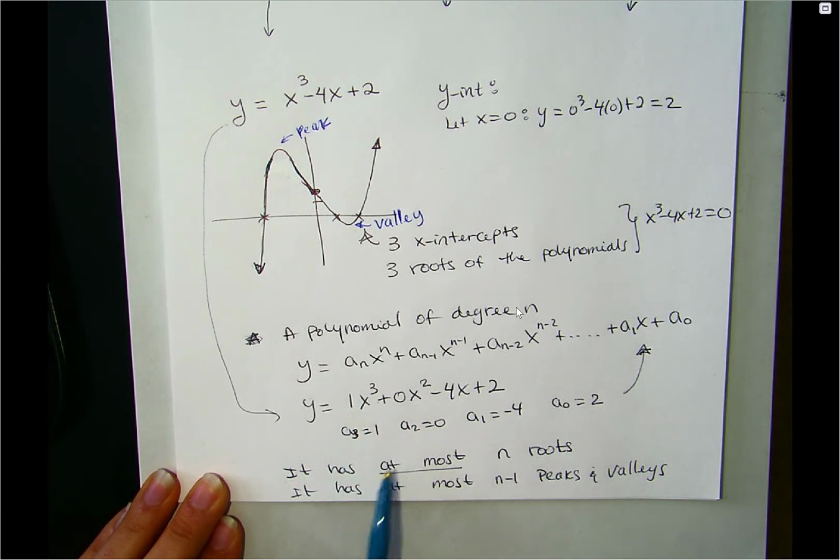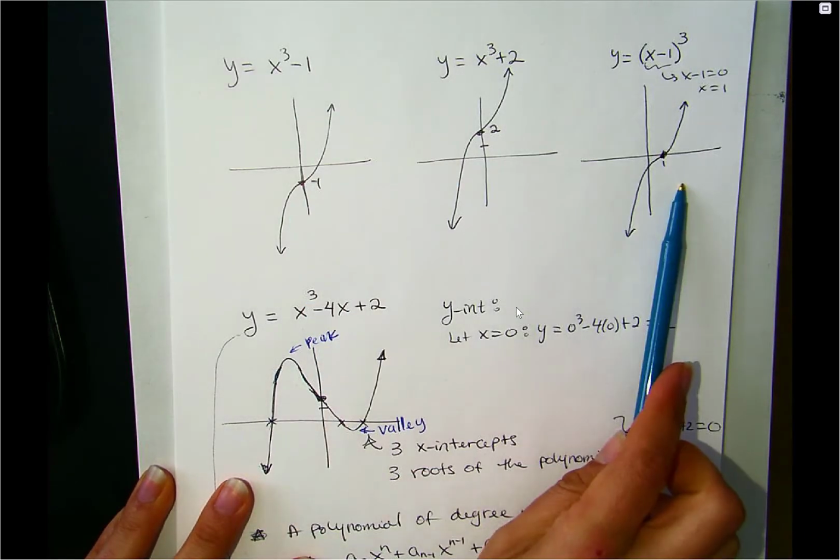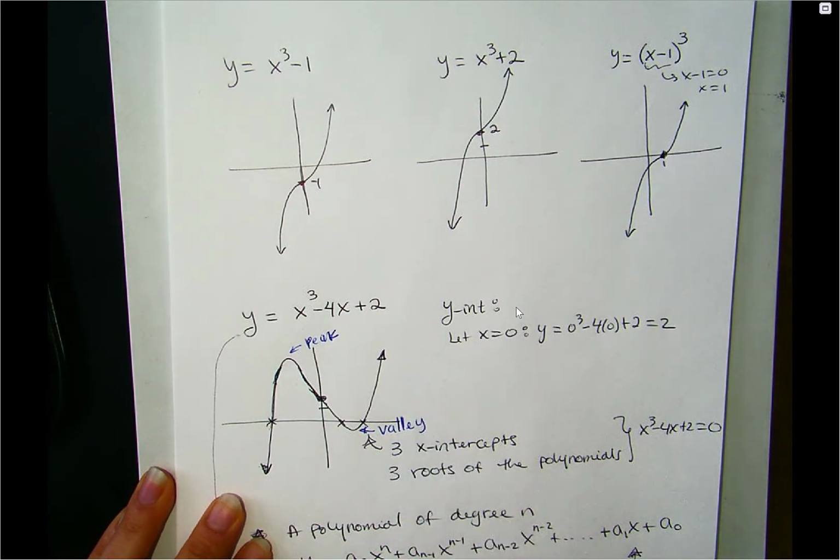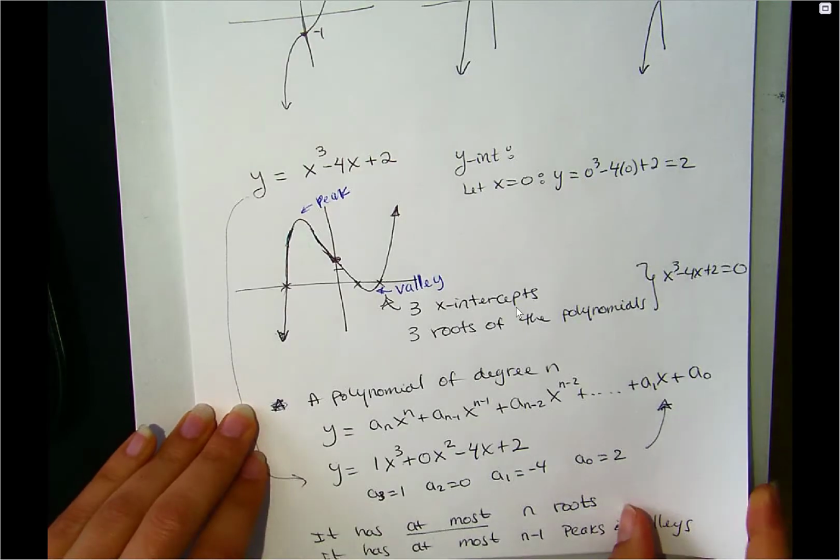and then you're going to have at most n minus 1 peaks and valleys. So this one had no peaks and valleys, and this one has exactly 2 peaks and valleys. So that's a little bit on polynomials. So let's see. Let's do an example of how to graph one.